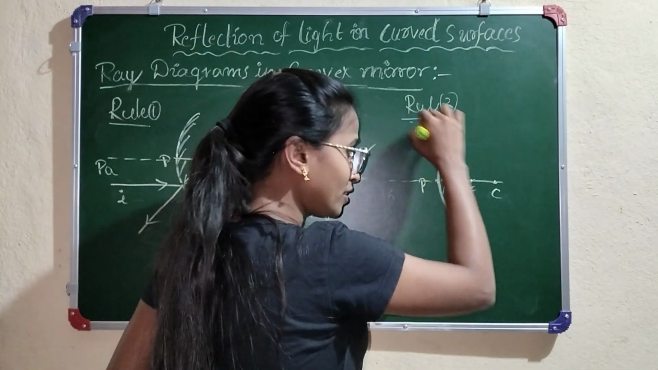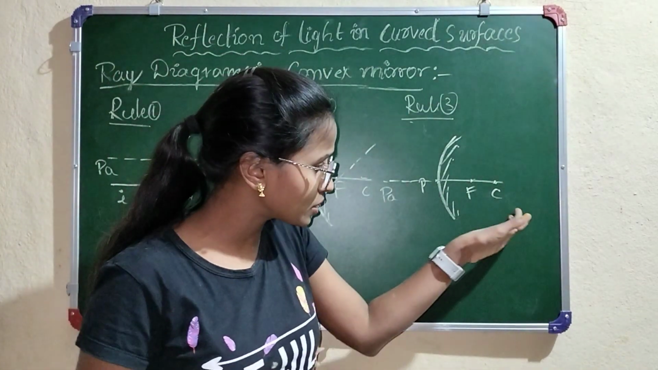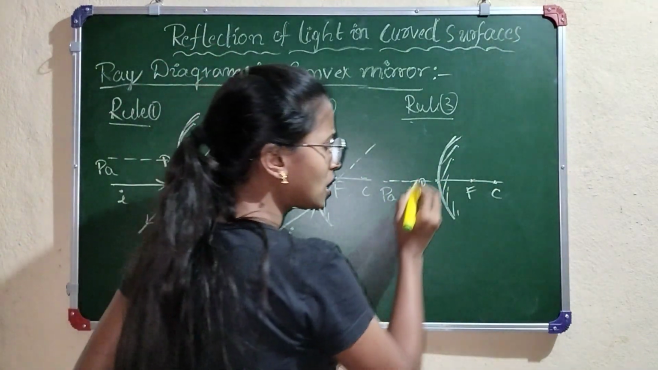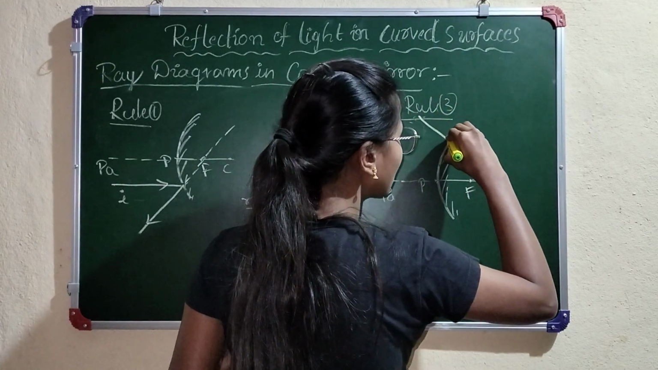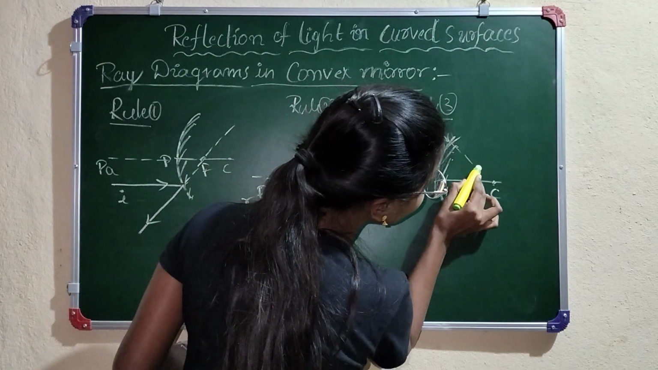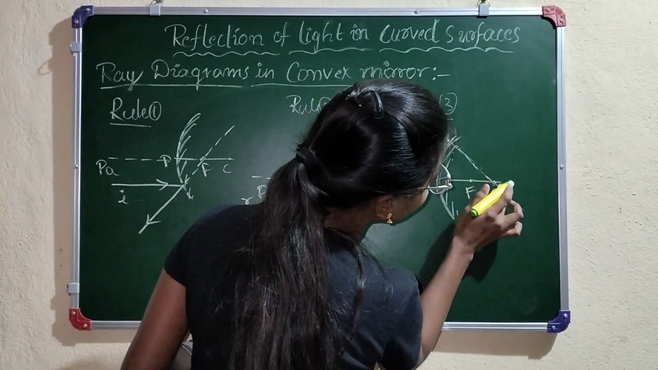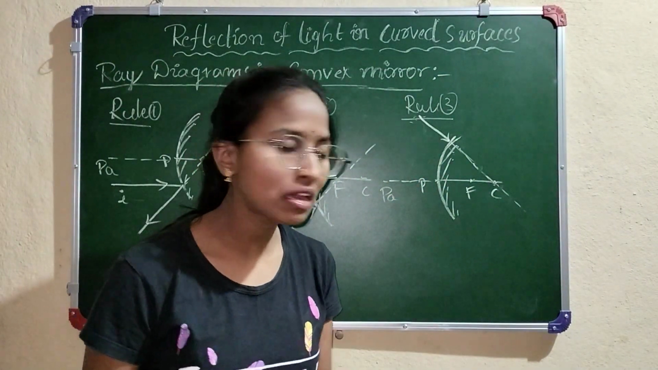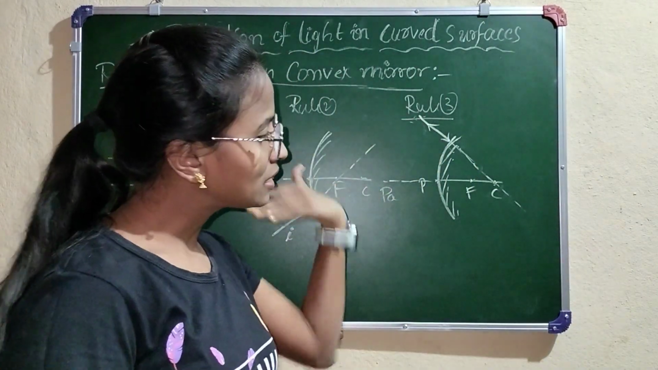So here, we already know in the case of the convex, it is a diverging mirror, and also the center of curvature and focus lie on the other side. So the light ray cannot pass through. It will appear to pass through the center of curvature. Here, the incident ray passing like this. Not directly, but it appears to pass through the center of curvature. But after reflection, what will happen? It will reflect along the same line.